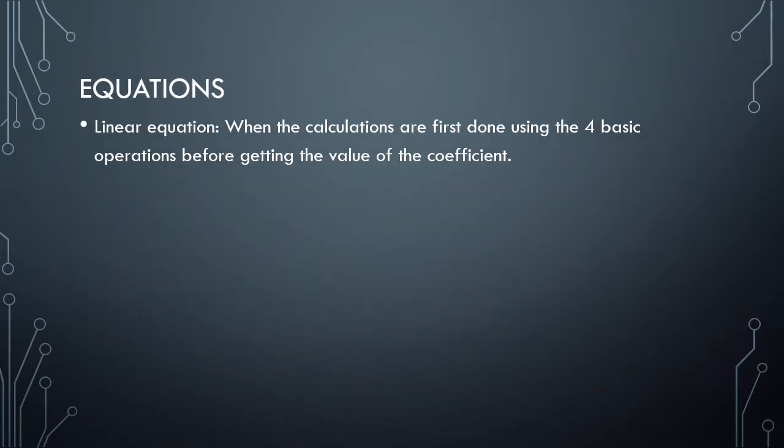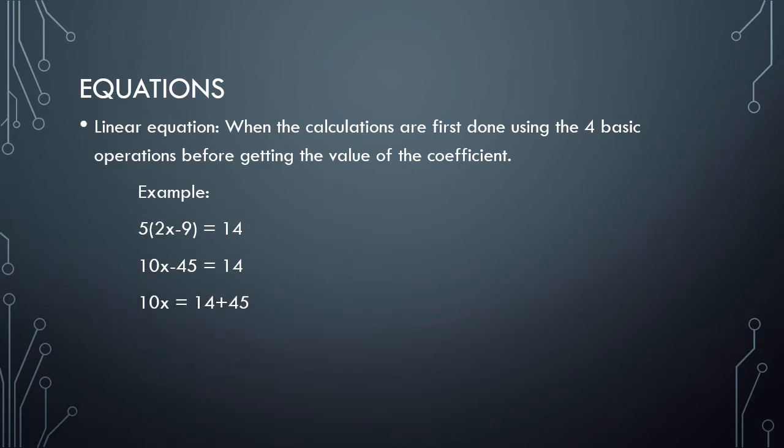As I said earlier on, equations have 2 types. We have the linear equations, that's when the calculations are done using the 4 basic operations. So for example, you have 5 bracket 2x minus 9 bracket close equals 14. What you do is, first of all, multiply what is in the bracket by 5. So 5 times 2 will give you 10x. 5 times minus 9 will give you minus 45 equals to 14.